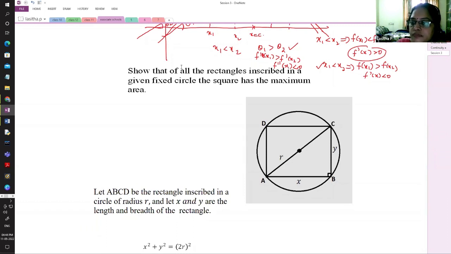Otherwise, they should give us one interval and point out the absolute maximum. Here, there is no such situation, so we consider it as a local maximum or minimum only. Okay, ma'am. And one more doubt.